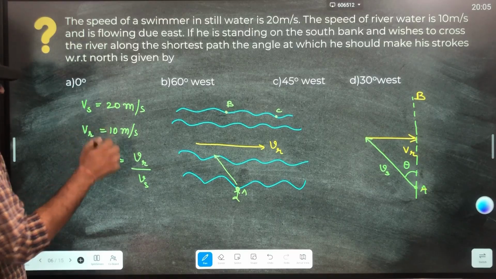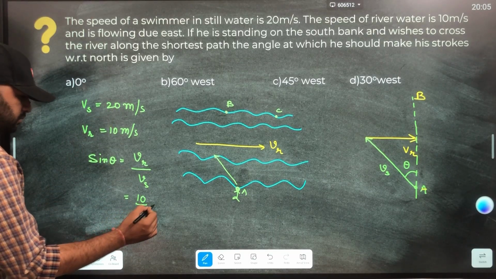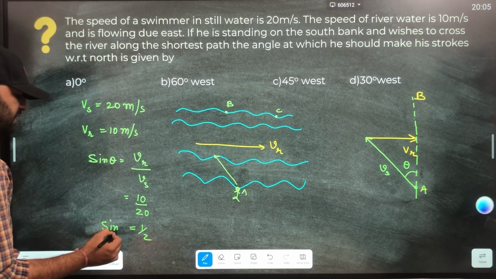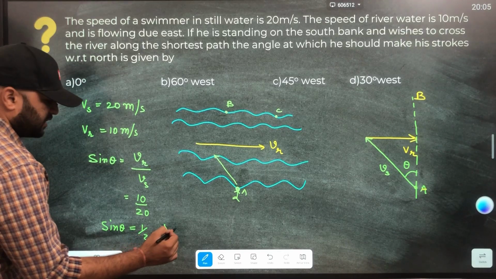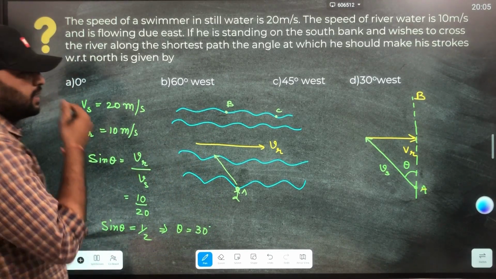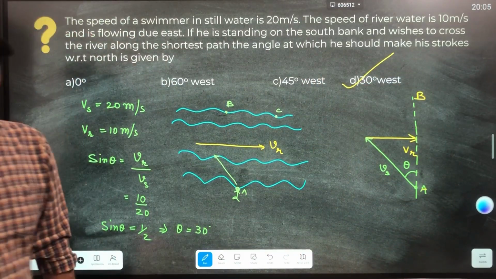And what's the velocity of river? So it's 10. Velocity of swimmer, 20. This will give me 1 by 2. So sine theta is 1 by 2. For what angle sine theta is 1 by 2? Sir, sine theta is 1 by 2 at 30 degree, correct? So correct answer for this is 30 degree west. I hope this is clear. On the west side. Clear it is?